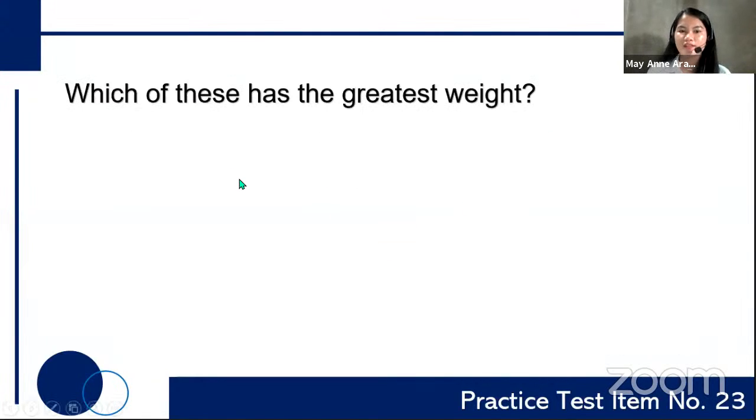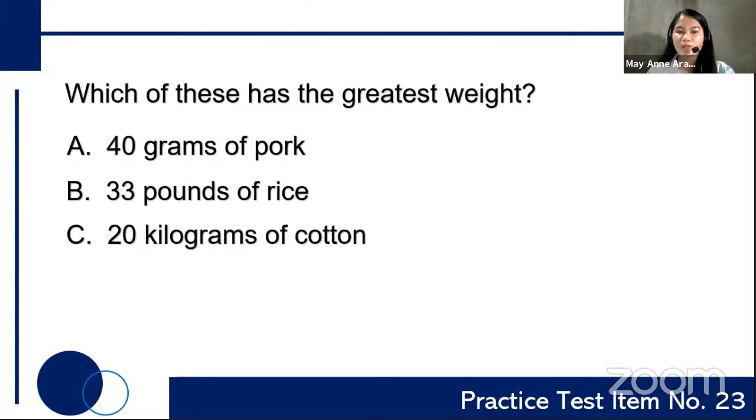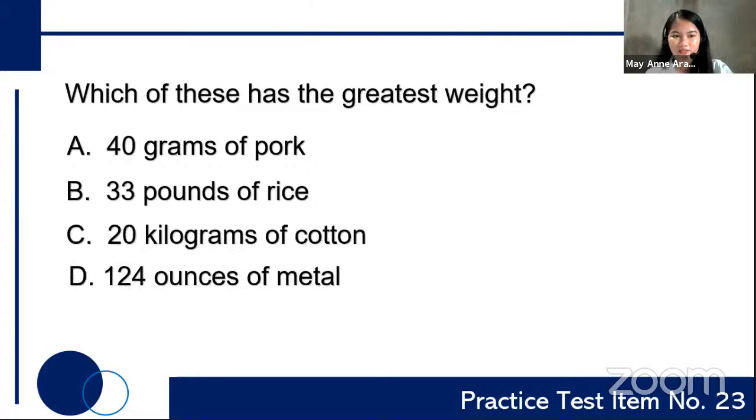Okay, which of these has the greatest weight? A, 40 grams of pork. B, 33 pounds of rice. C, 20 kilograms of cotton. And last, D, 124 ounces of metal. Greatest weight.